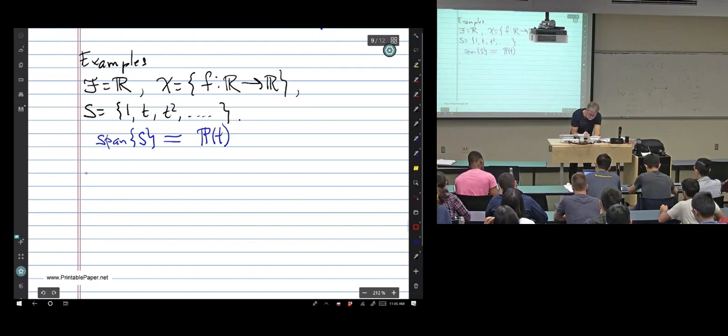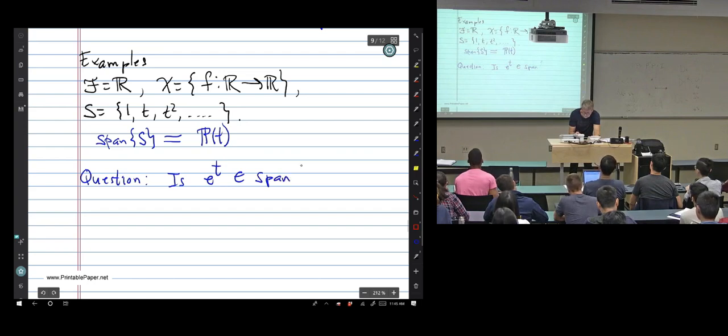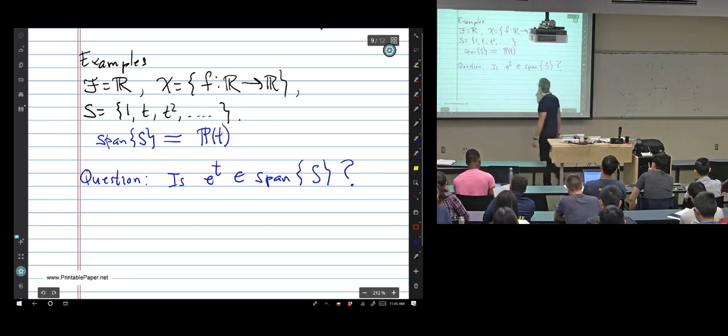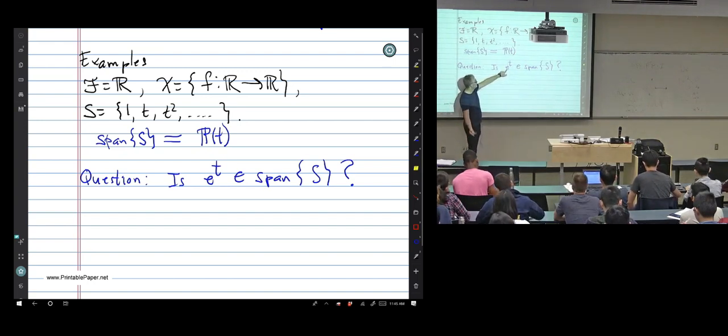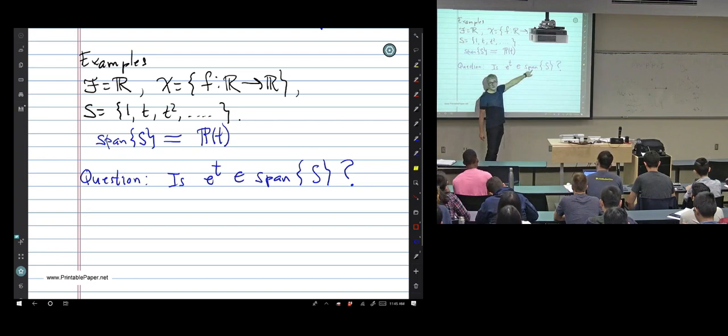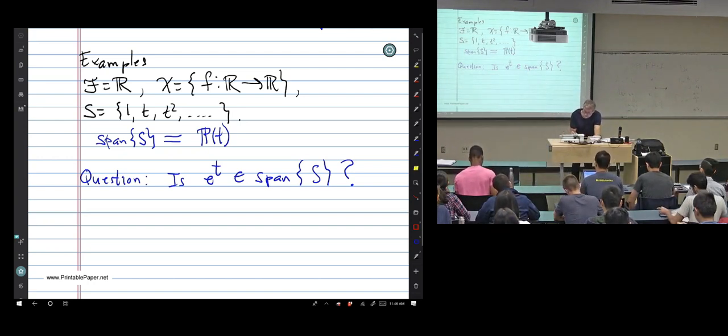Okay. Question. Is e to the t an element of the span of S? You guys know the exponential function? You've seen that once, twice in your life. Yeah. Its friend is the logarithm. So is e to the t in the span? Can I write it as a finite combination of monomials? No. So the answer is no.